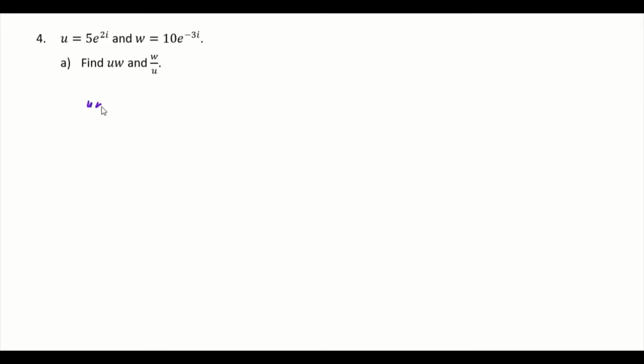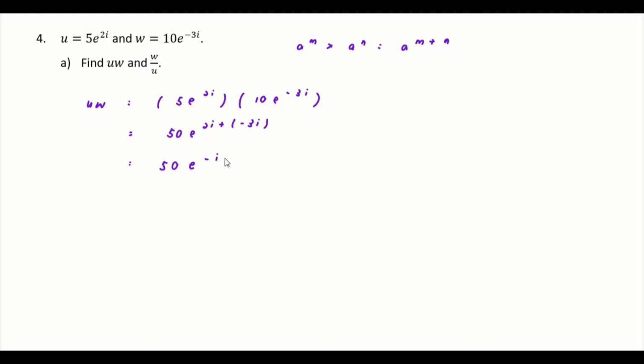So uw will be equal to 5e^(2i) multiplied by 10e to the power of negative 3i. This is multiplication, so 5 multiplied by 10 gives you 50. So this is exponential form, right? We know that if we have a^m multiplied by a^n, then it's a to the power of m plus n, so the powers add together. It's the same thing here, so e to the power of 2i plus negative 3i. So uw will be equal to 50e to the power of negative i.